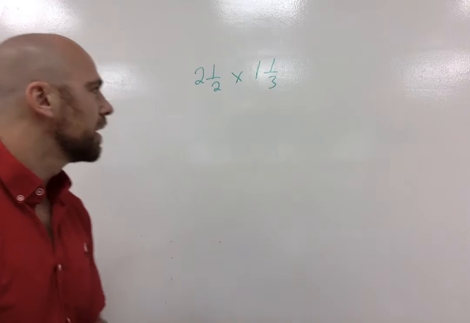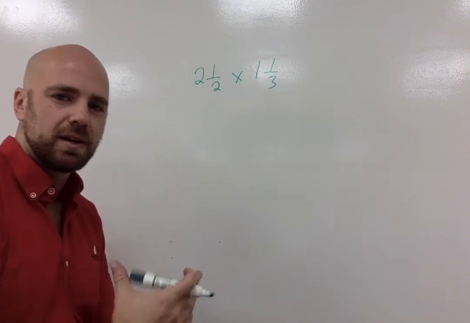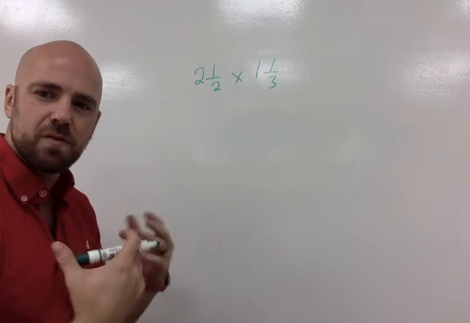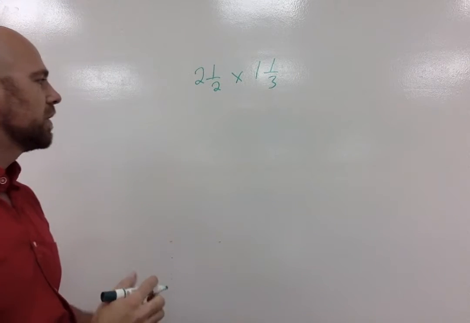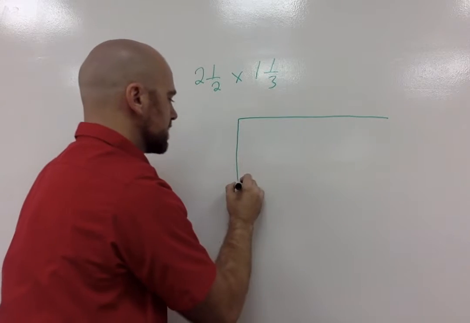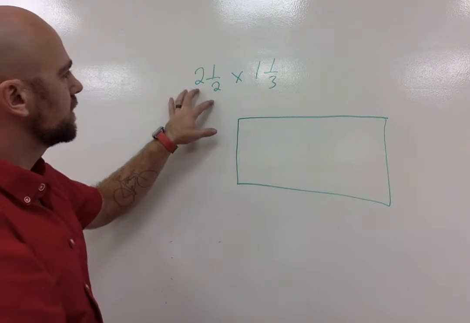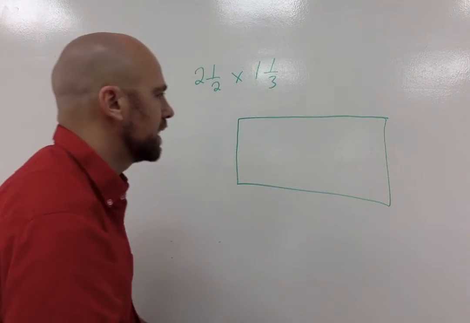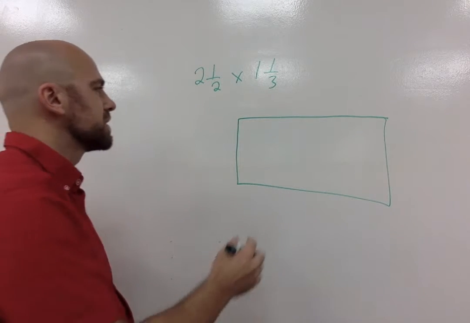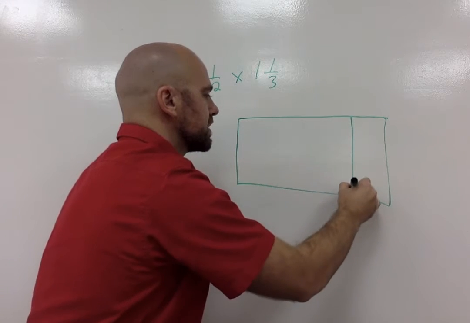All right. So basically what's going to be happening here is I'm going to be creating a rectangle model that's going to be a little bit different than what you saw previously because we have a mixed number. We have wholes, okay? So this is my entire rectangle. My 2 and 1/2 is going to be up here. So technically, how many halves do I have? Well, I have 5 halves, okay? And I'll talk about that in a second. So it might look something like this.